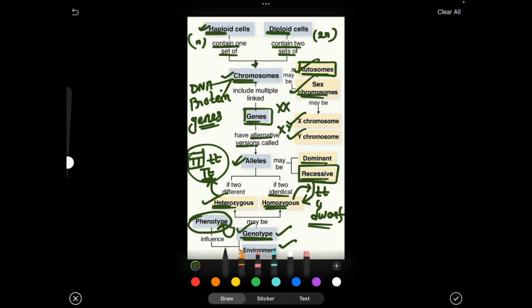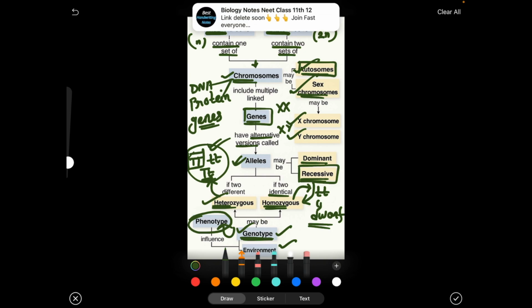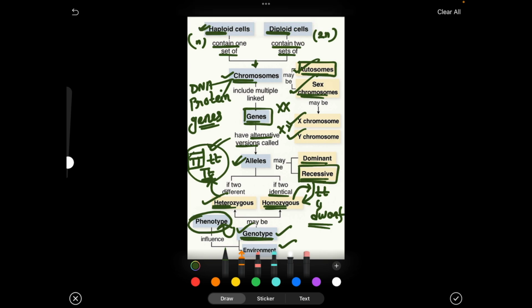Now the genotype, I have already told you, is the genetic makeup of an organism. This is what we are writing here: capital T capital T, capital T small t, small t small t. All of these are genetic combinations or genetic makeup of an organism. This is known as genotype. And phenotype is the result of the genotype and the environment. What is phenotype? The physical expression, like tall plant, dwarf plant, brown eyes, blue eyes. These are the phenotype.